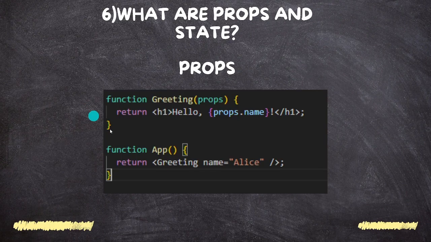For example, in this piece of code, the App component is passing the name prop down to the Greeting component.